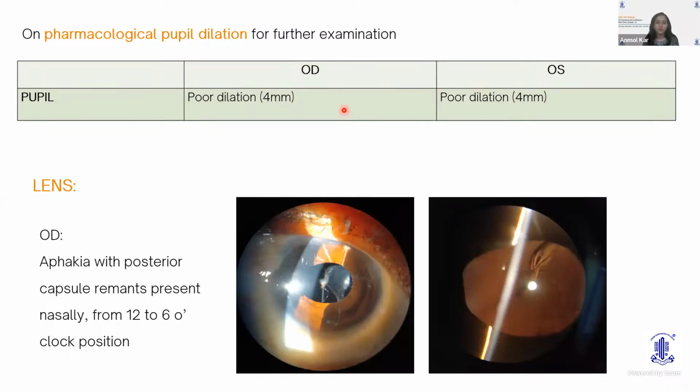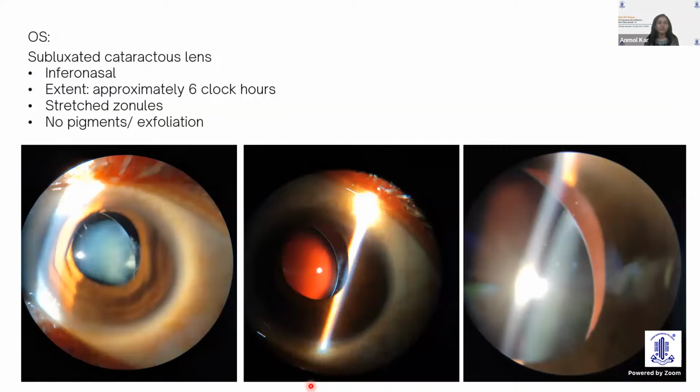On pharmacological pupil dilation for further examination, the pupil was poorly reacting in both eyes with only 4 mm dilation. The lens in the right eye showed aphakia with posterior capsule remnants present nasally from the 12 o'clock to 6 o'clock position. In the left eye, the lens was subluxated and cataractous, the subluxation being inferonasal, and the extent was approximately 6 clock hours. The exact clock hour extent couldn't be appreciated due to poor pupillary dilation. Stretched zonules were noted, and there were no pigments or exfoliation over the lens.